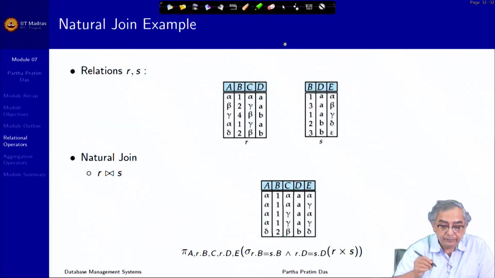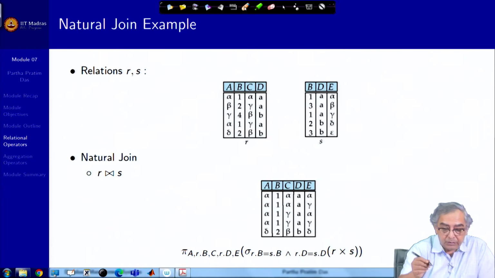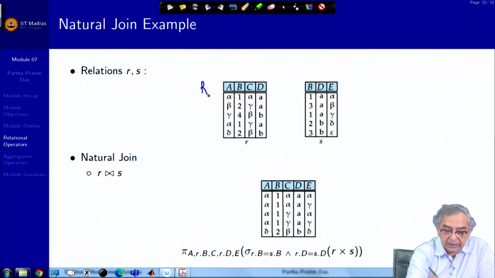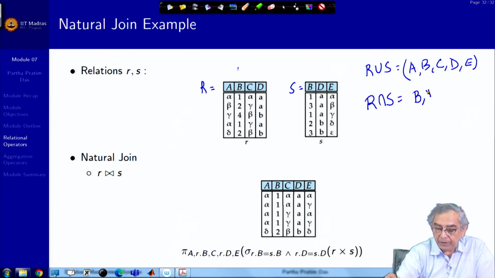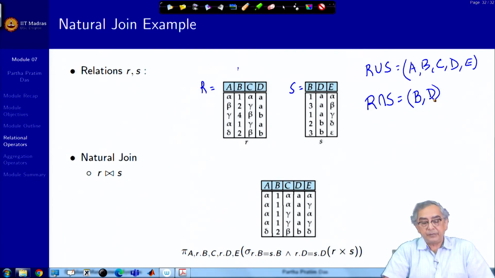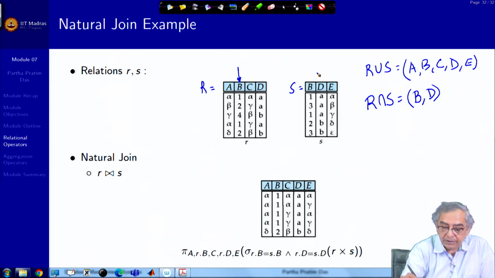Example. So, look at these carefully. This is R, this is S. So, you know, this is capital R and this is capital S. So, R union S is A, B, C, D, E. R intersection S is B, D. Right? So, I have two identical column names, B and B, D, I am sorry, D and D.